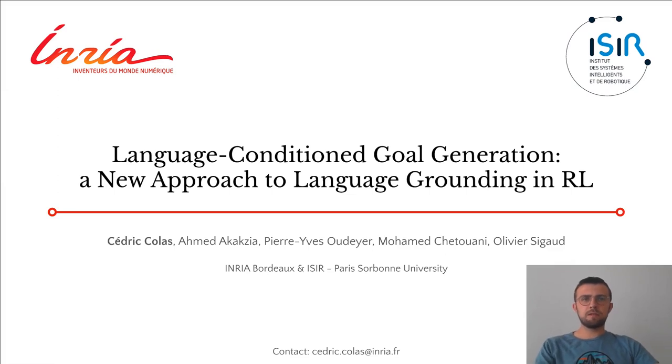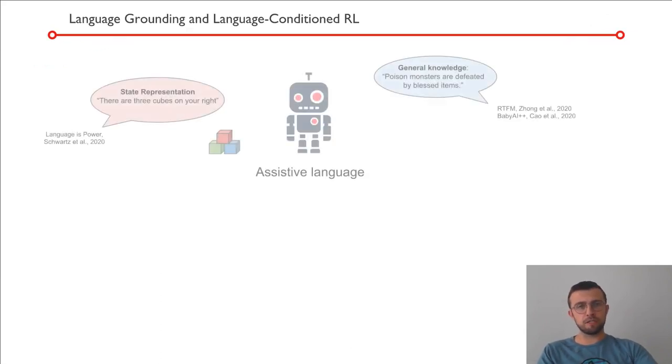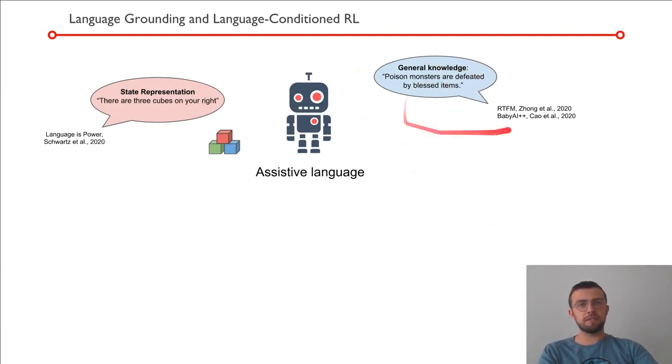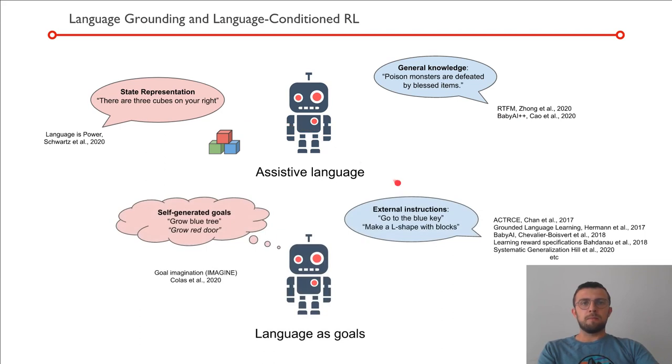Hello everyone. Today I'm going to talk about language-conditioned goal generation, a new approach to language grounding in reinforcement learning. Language grounding is the idea that language acquisition is strongly shaped by the way agents behave in the world. In reinforcement learning, this took the shape of language-conditioned agents. We can use language to assist agents by providing general knowledge or state representations, but we can also represent goals that are either externally instructed or self-generated.